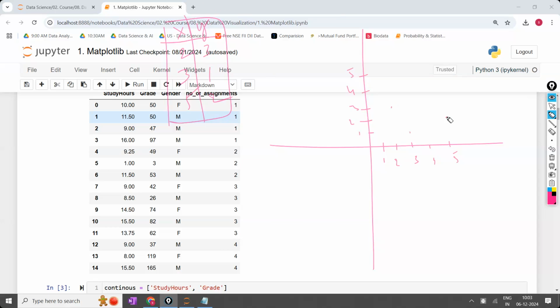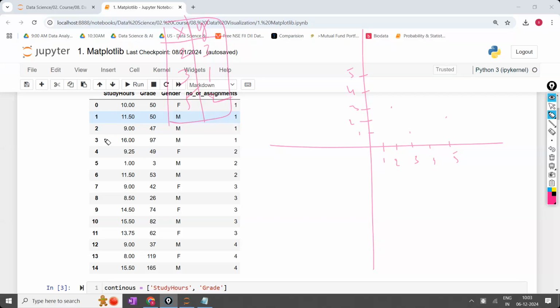I have shown you the example for 3 dots. Even for 30,000 dots, the same logic applies. Each record, X value, Y value, gives 1 dot. Is the point clear? Keeping the dots on the graph sheet is called a scatter plot.